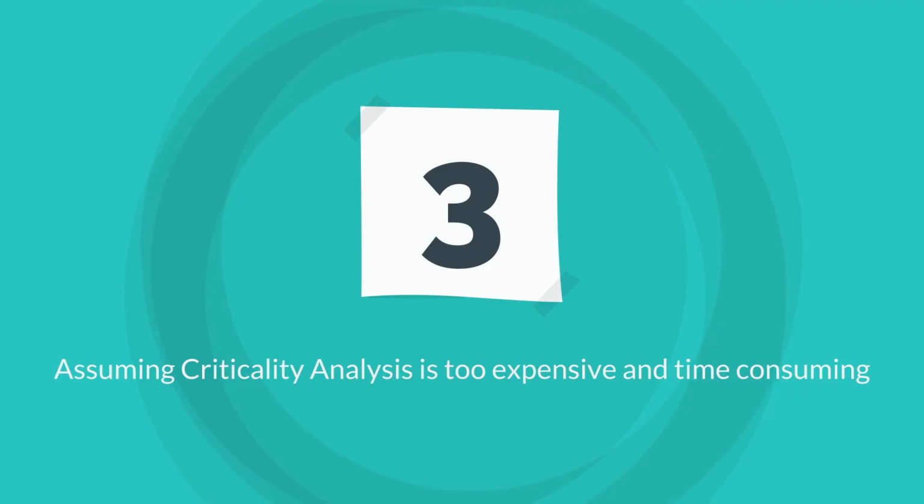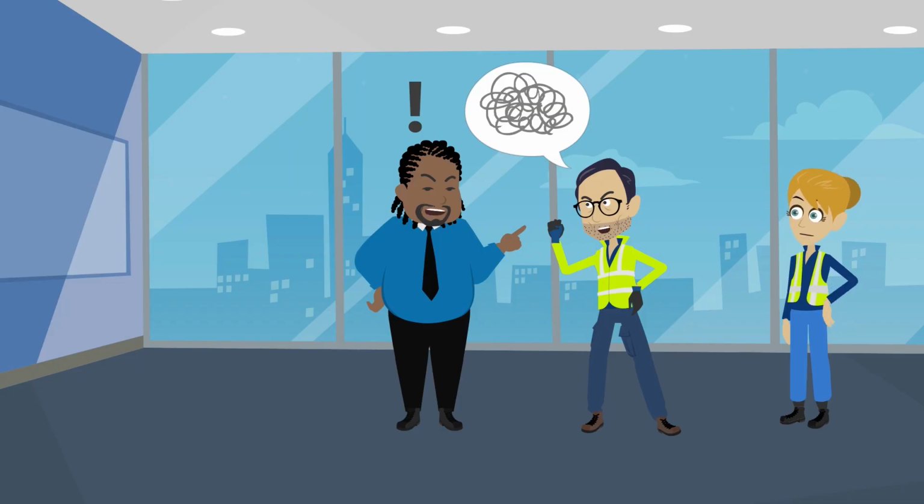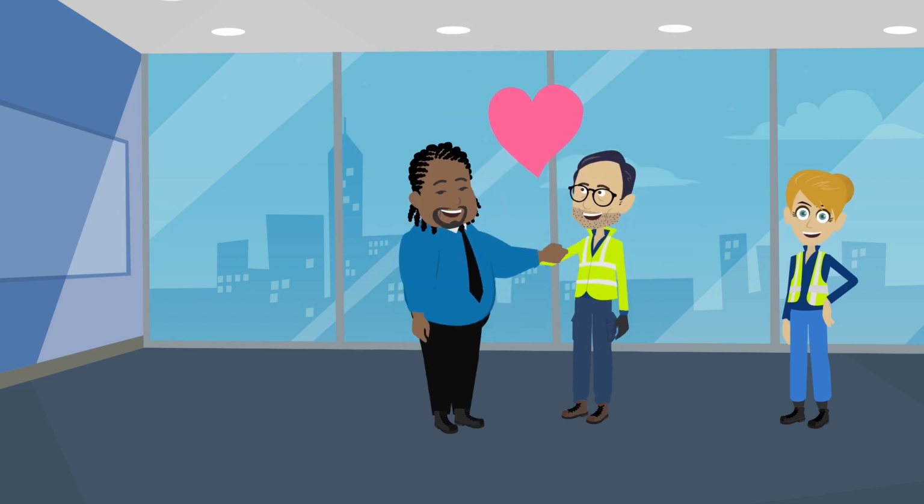Mistake 3. Assuming criticality analysis is too expensive and time-consuming. A criticality analysis eliminates the need to argue and removes emotion from your decision-making process. Doing it at the system level is also way easier and way faster, and saves you lots of money through revised maintenance plans. Does your organization think that a criticality analysis is too expensive and time-consuming? You're probably leaving money on the table.